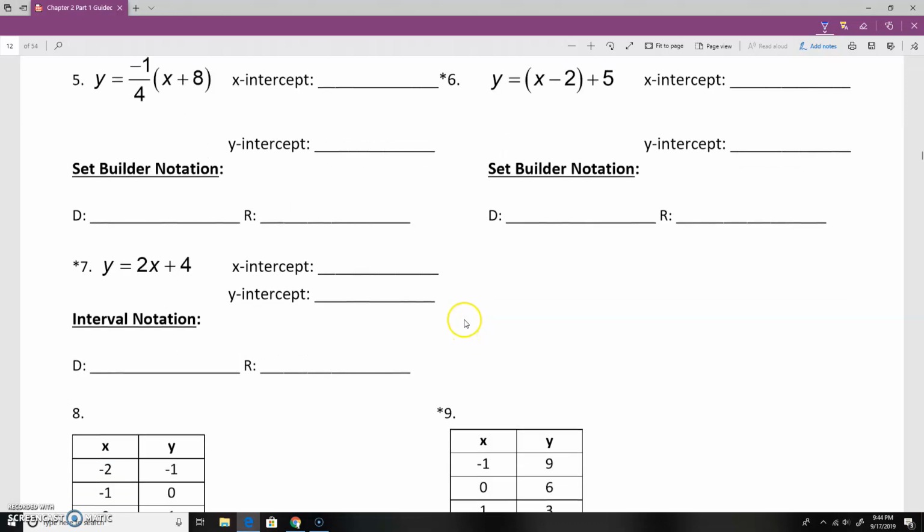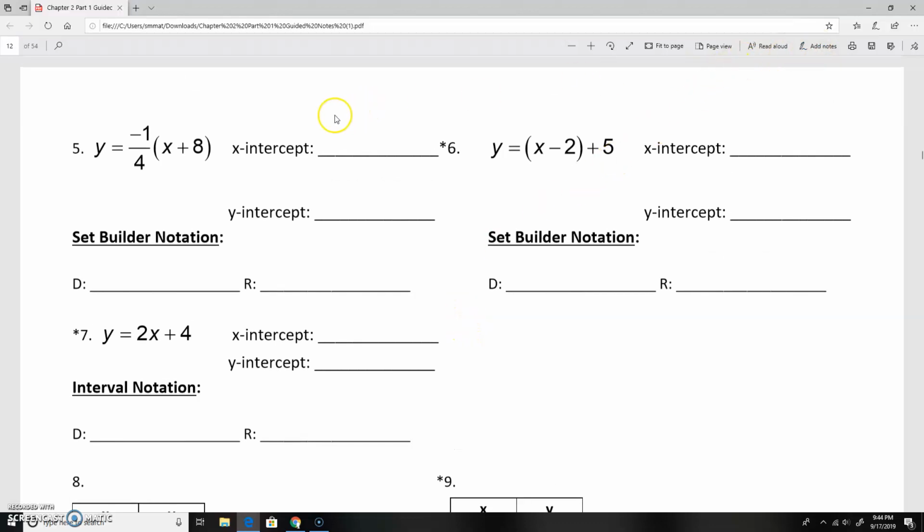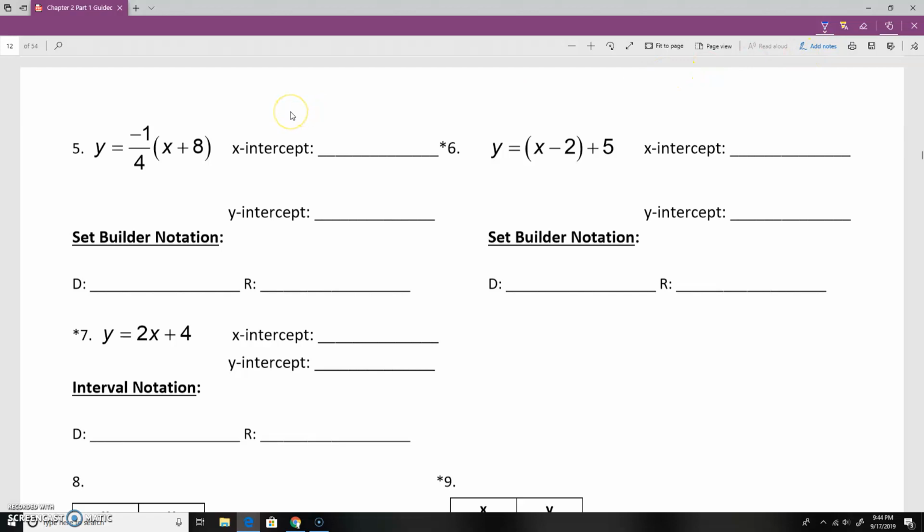Okay, now what if we were no longer working with the graphs? What if we were looking at the actual functions? Well, the way we would find the x and the y-intercept for something like this would be, well, the x-intercept is where y equals 0. Okay? Well, if y equals 0, we would then solve this.